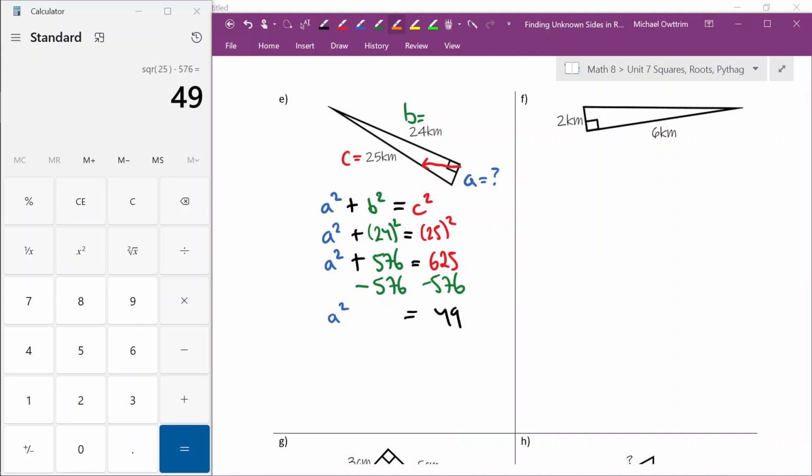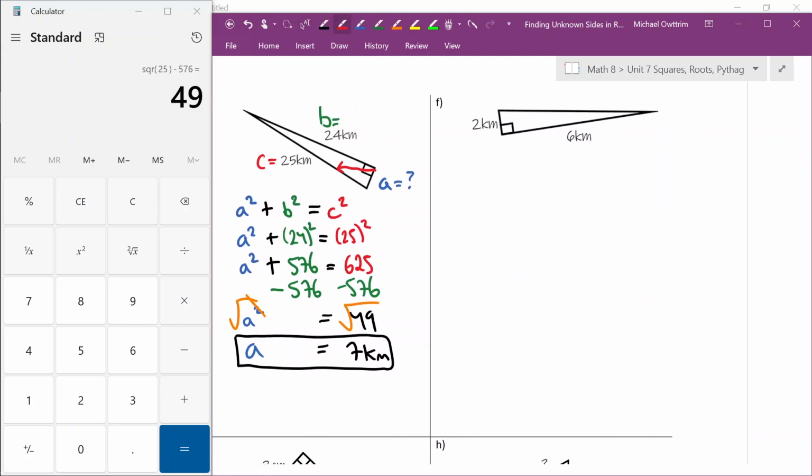To cancel out the squared on my a, I'm going to apply a square root to both sides. A square root and a square cancel out, leaving me with just a. On the right side, square root of 49 we know is 7. We'll include our units of kilometers, so a in this case is 7 kilometers.